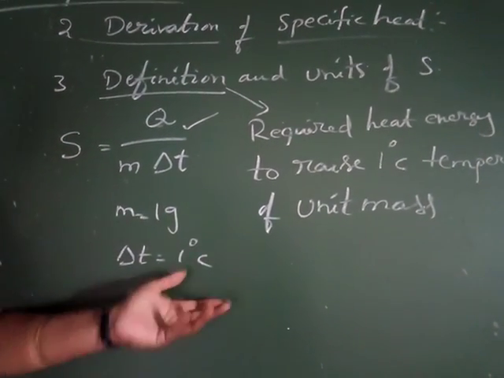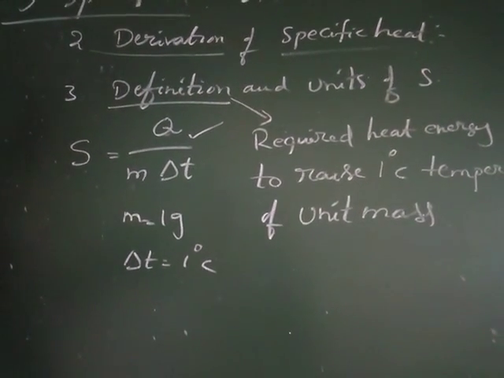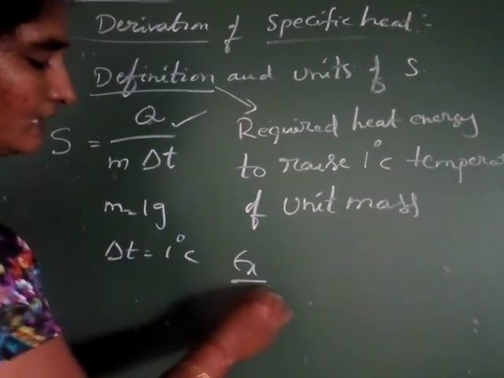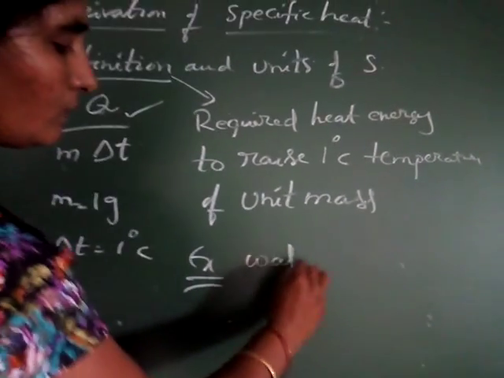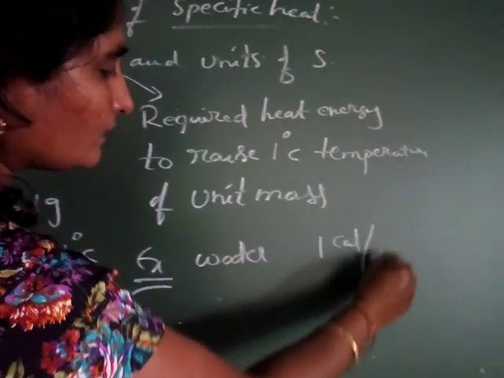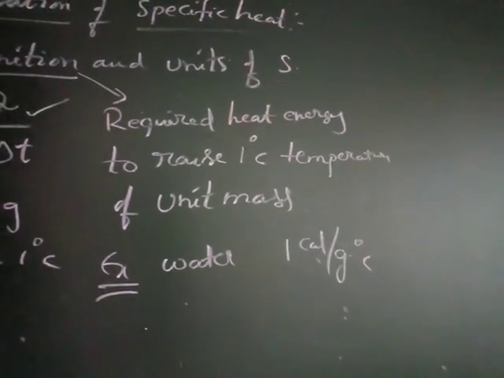That means they absorb heat energy differently. Like this, different substances have different specific heat values. I am telling you one example for this. You take water. The specific heat of water is 1 calorie per gram degree Celsius.